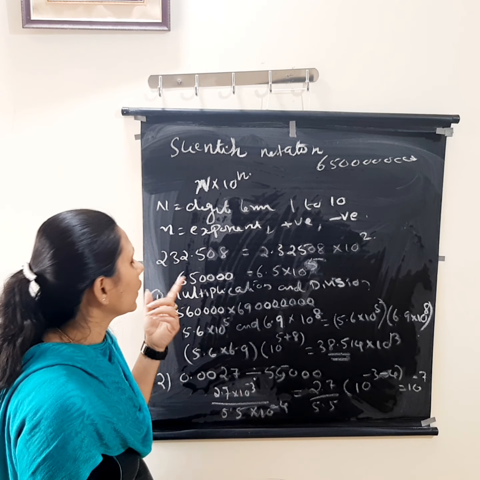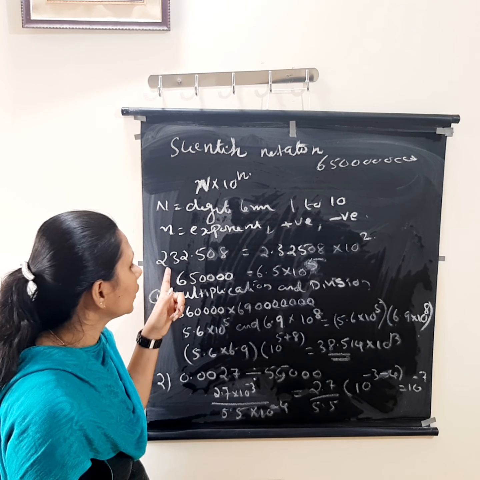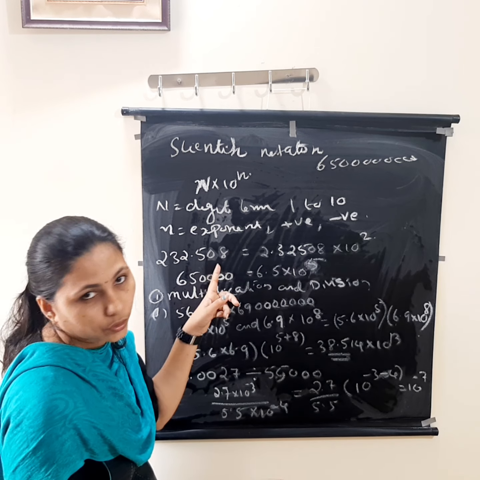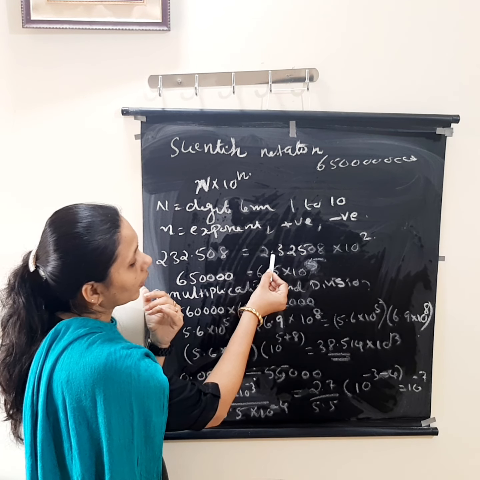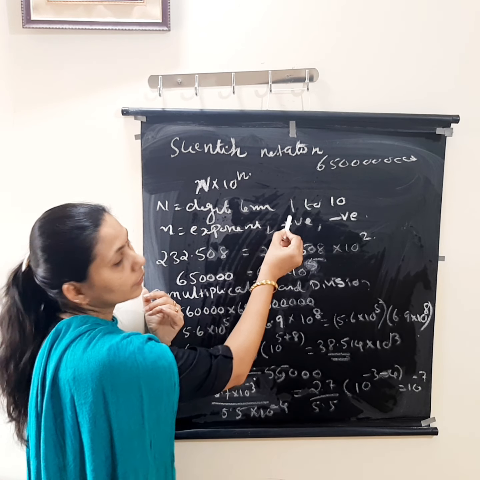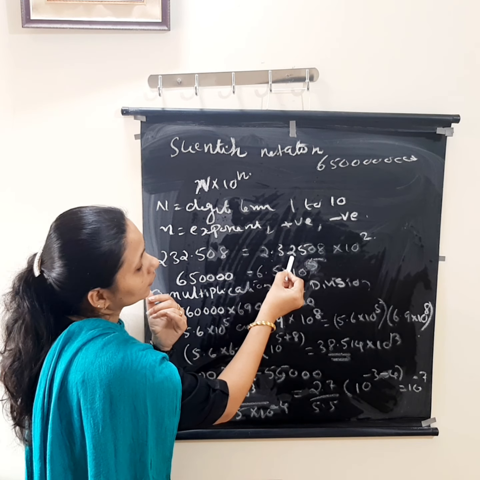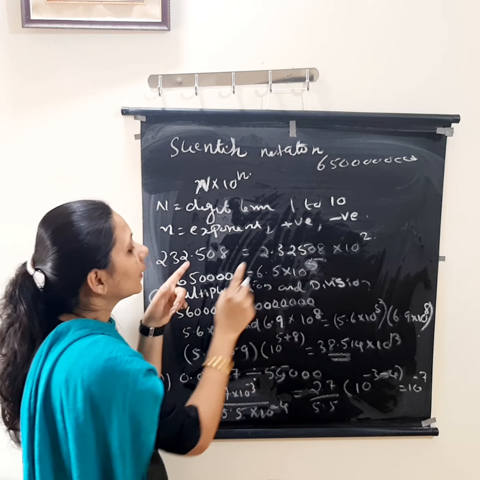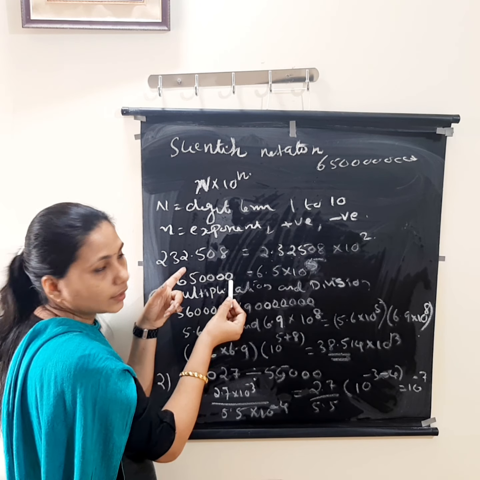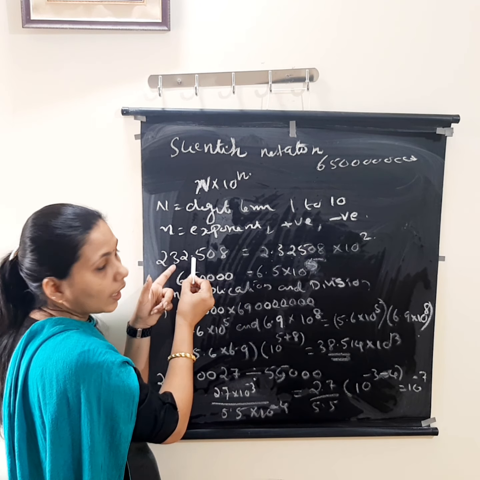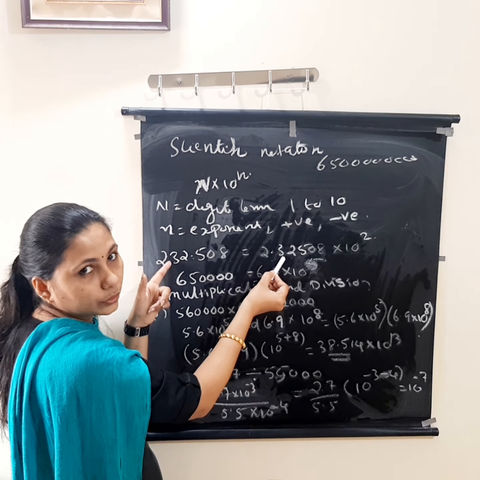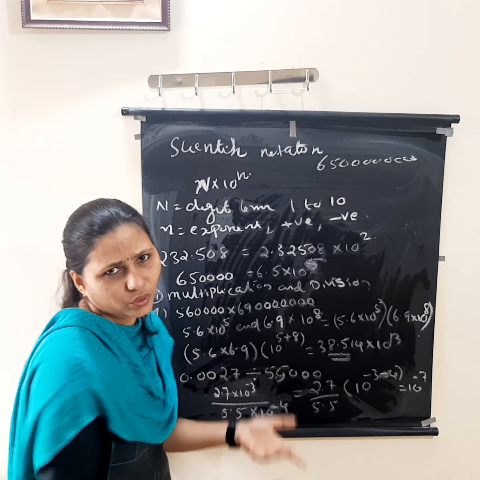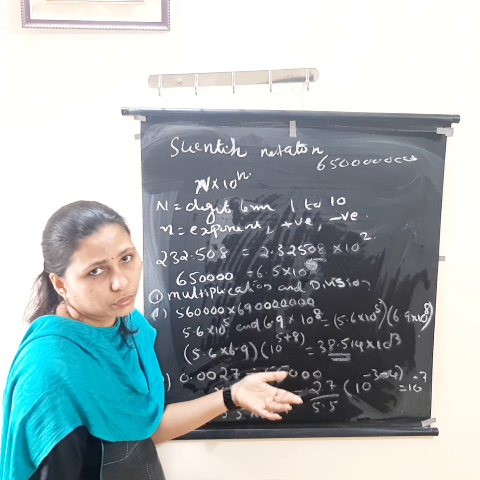For example, how we can write this one? 232.508. So we can write this as 2 point, like N should be in between 1 to 10. So 2.32508 into 10 raised to 2. How is it 10 raised to 2? Because the point was here, I shifted the point here, right? To move right 2 digits, we have to multiply with 10 square. All of you know how to do this one.